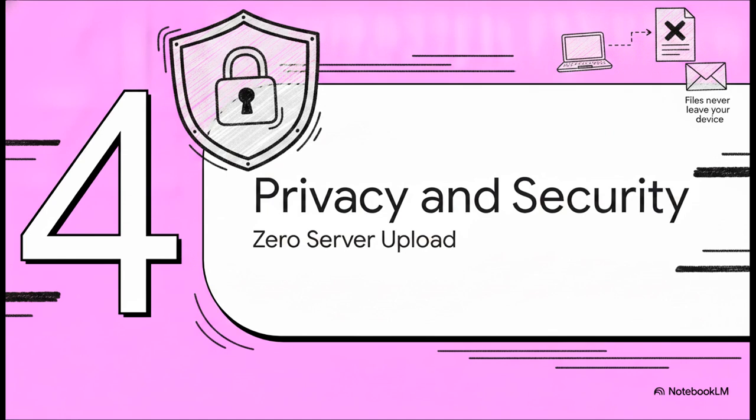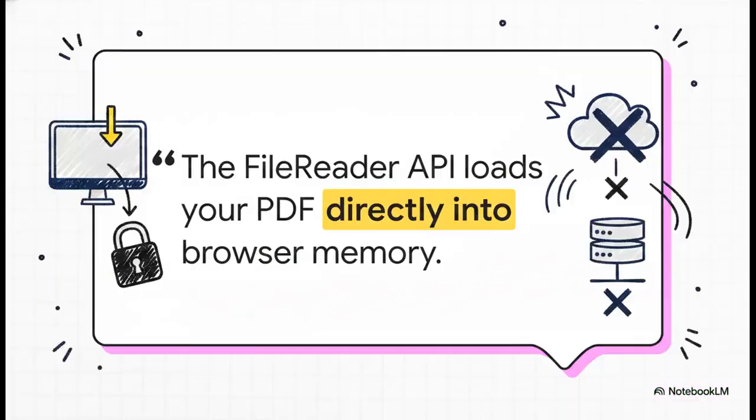Section 4, Complete Privacy and Security. Your files never leave your device. Now, if you're working with confidential reports or private documents, you should absolutely be hesitant to just upload them to some random online converter. That's why this quote from the source material is essentially a manifesto for digital privacy. The File API loads your PDF directly into browser memory. That means everything happens entirely offline right within your browser. There is zero external server upload, no temporary storage, and definitely no tracking.